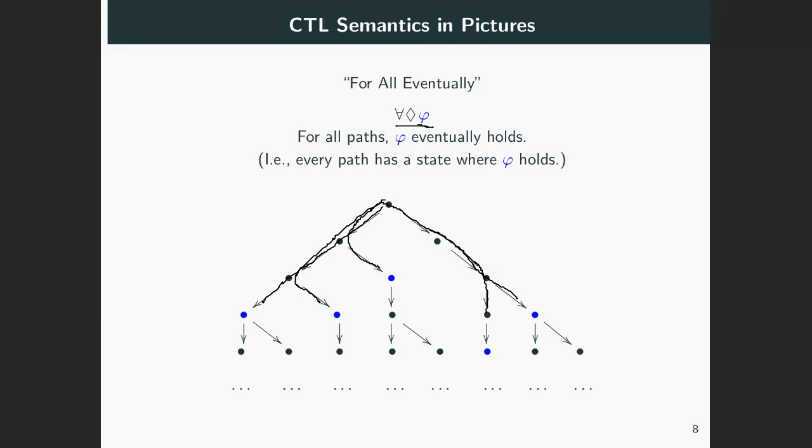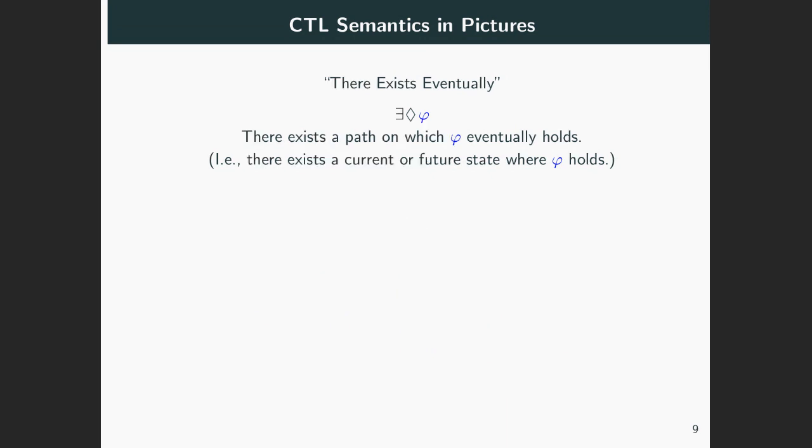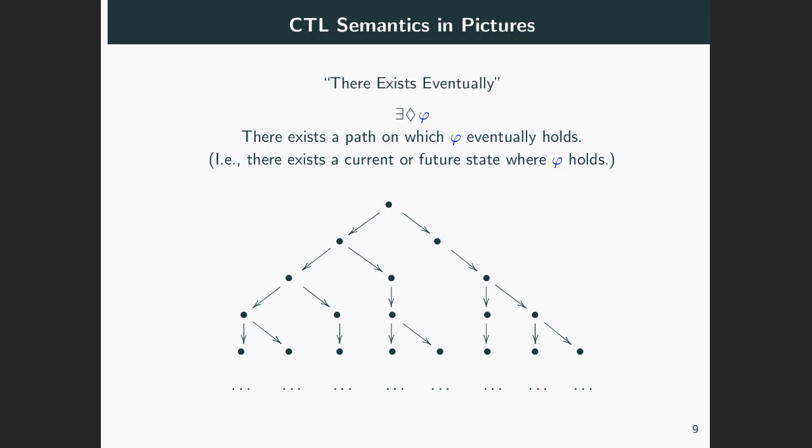Another thing to clarify, again, relevant here as well as later, is that this coloring is not intended to be complete. If we don't color a state in blue, we're not saying that phi is not allowed to hold there as well. Moving on, for there exists eventually, here's again our tree. We need that there exists at least one path that leads to a state where phi holds. Shown here, by making a choice of such a path.